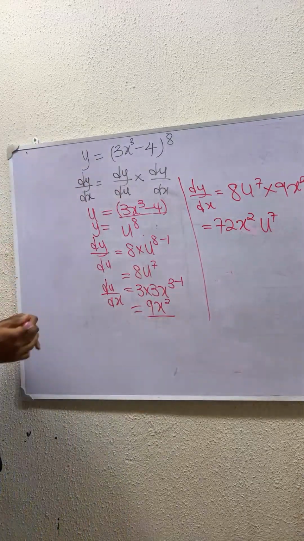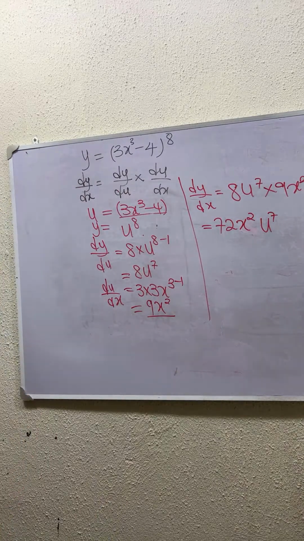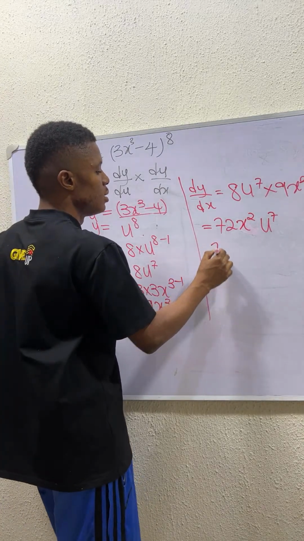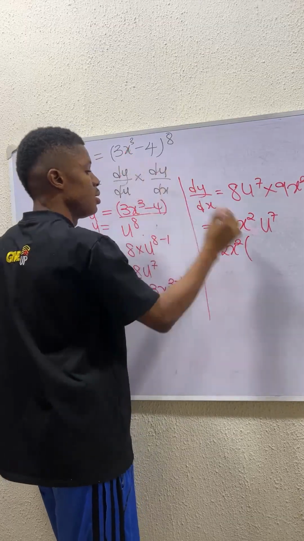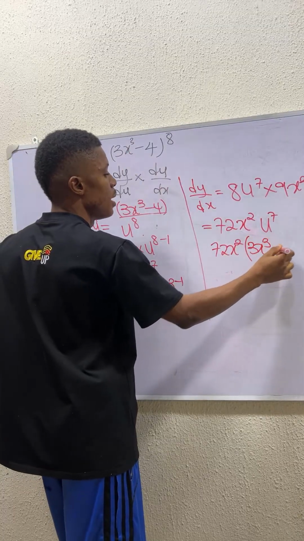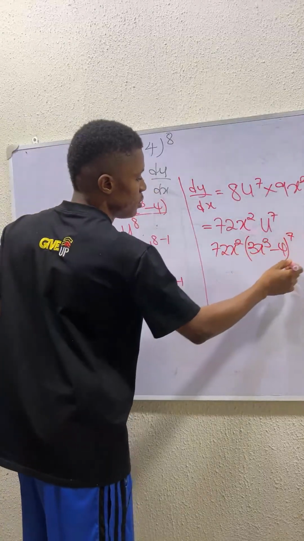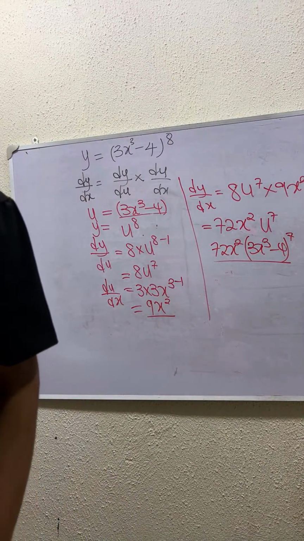Okay? So we have to replace back the exact value of our u. What's the value of our u? The value of our u is simple. We have 72x squared, and our u is 3x cubed minus 4, then raised to the power of 7. So this is how to differentiate a function using the chain rule.